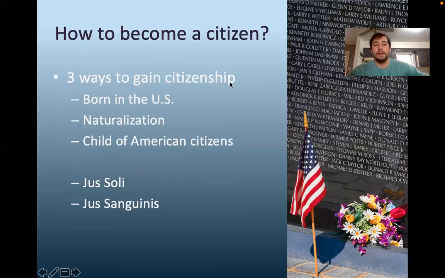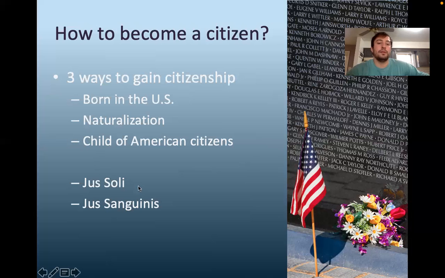All right, so there are three ways to gain citizenship. Born in the United States. Going through the naturalization process, where you enter the United States legally, take a citizenship test, and after a certain time, which we'll talk about next slide, you gain citizenship. Or being a child of American citizens. It can be just one, your mother or your father, and as long as they were born in the United States, you are also a citizen of the U.S., even if you're born in another country.